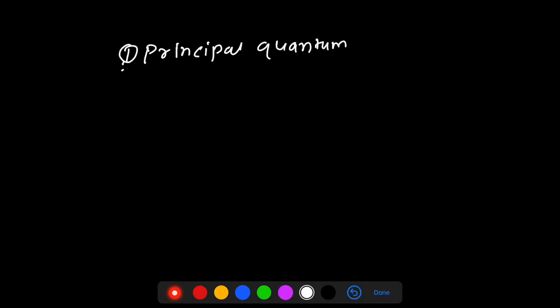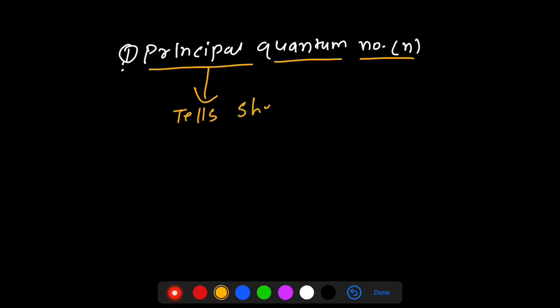So the first quantum number is the principal quantum number, denoted by n. For your understanding at NSEJS or any junior Olympiad level, understand that the principal quantum number tells the shell number. What is the main shell number, that will be told by the principal quantum number, right?